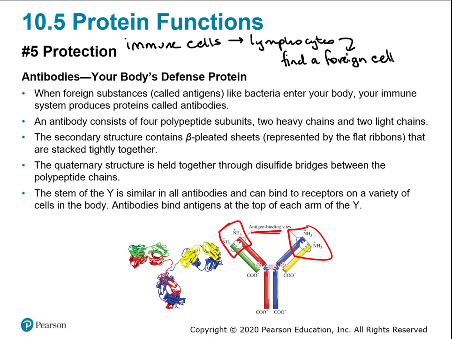They bind to it and they're like, this doesn't fit. Remember we were talking about cell identification markers? They find proteins on the surface of the cell that don't match what you should have, the self, what we normally have. So they find a foreign cell. When they figure out what's foreign on that cell, they make what are called antibodies.